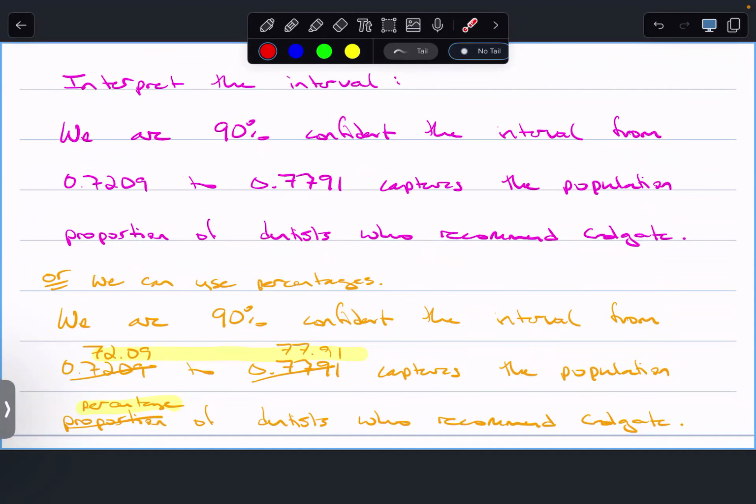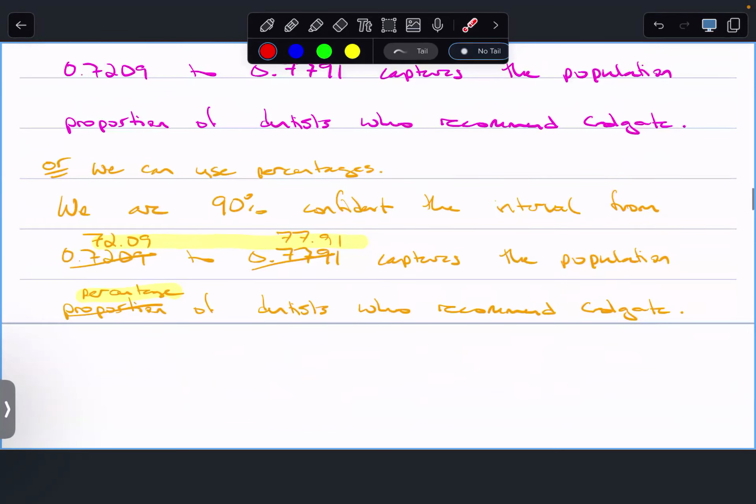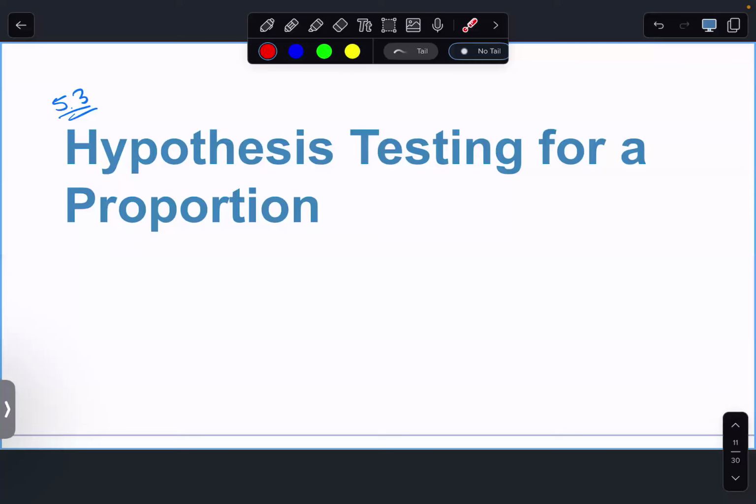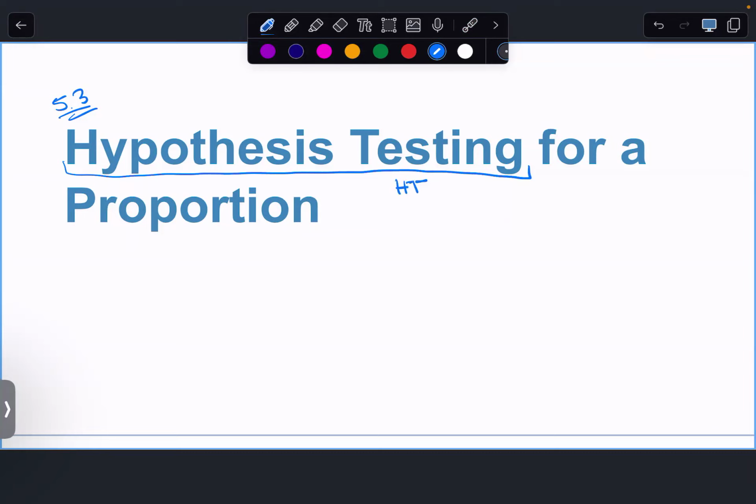We can do confidence intervals. That's awesome. So now I think we're ready to move into hypothesis testing. There's a couple more things I want to say, but I'll let them come up organically. I'll fill in the gaps. So section 5.3 is hypothesis testing for one sample proportion. And so here, hypothesis testing, I will abbreviate HT.